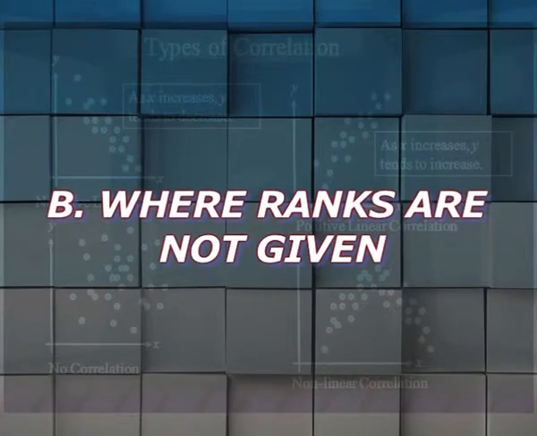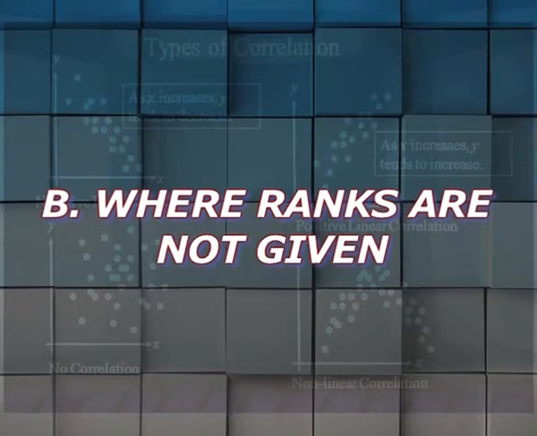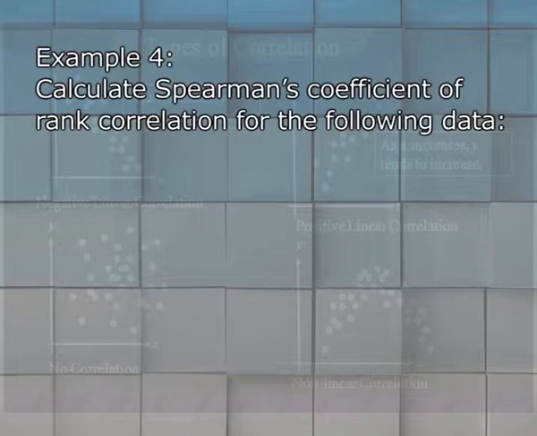Now the second one, where ranks are not given. When we are given the actual data and not the ranks, it will be necessary to assign the ranks. Ranks can be assigned by taking either the highest value as 1 or the lowest value as 1. But whether we start with the lowest value or the highest value, we must follow the same method in case of both the variables. Now let's see an example here.